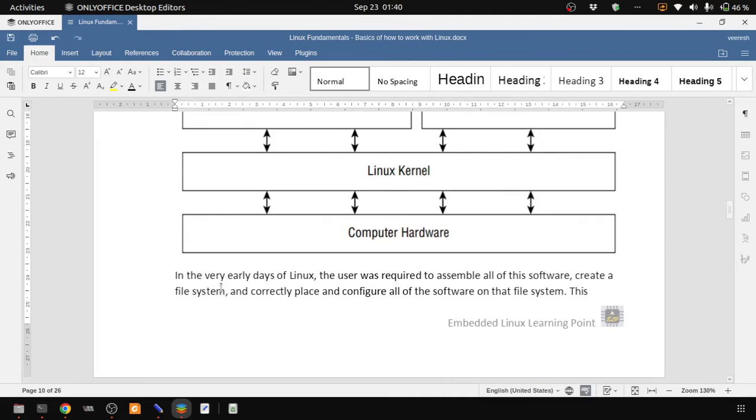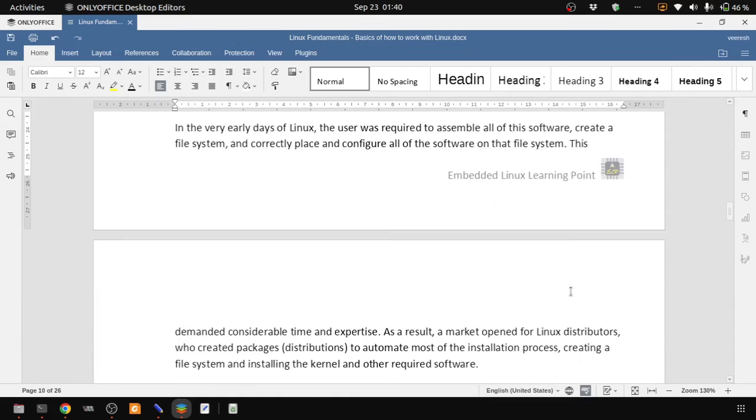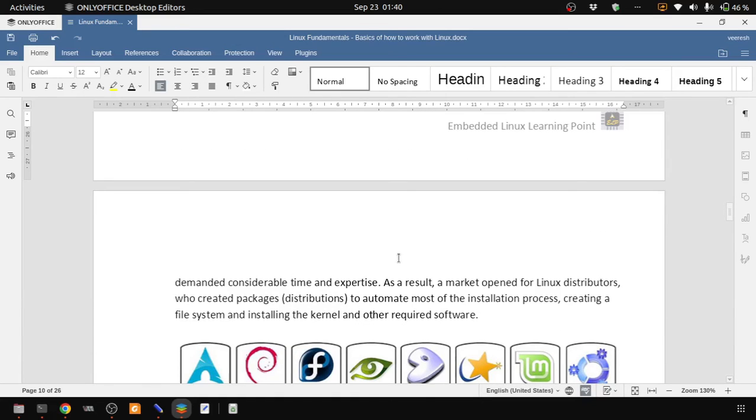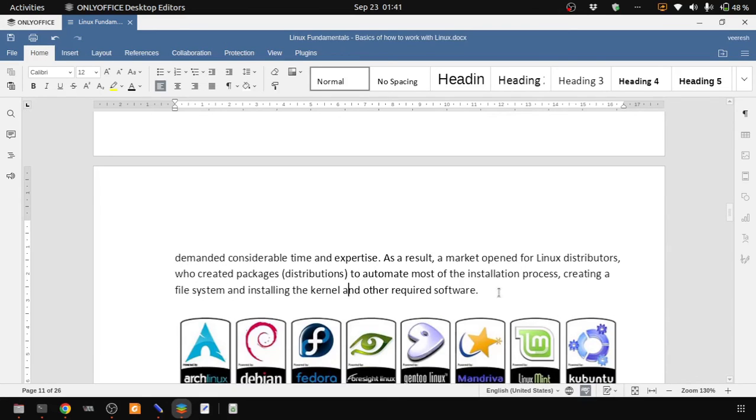In the very early days of Linux, users were required to assemble all the software, create a file system, and correctly place and configure all the software on the file system. This demanded considerable time and expertise. As a result, a market opened up for Linux distributions, which created packages or distributions to automate most of the installation process, creating a file system and installing the kernel and other required software.